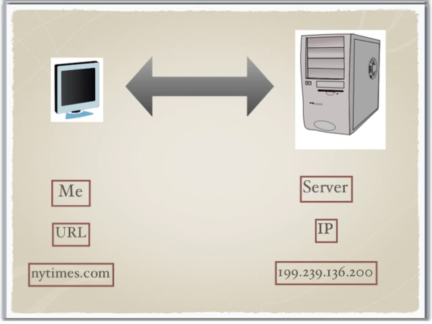For example, 199.239.136.200 is a designation for one of the servers providing access to the New York Times. You can enter this number in a browser as an address, and you should connect to a New York Times server.